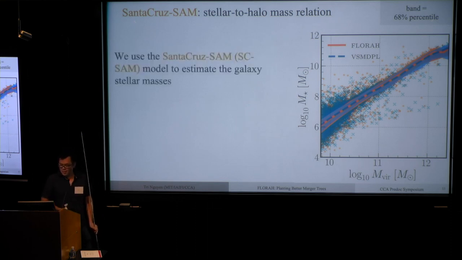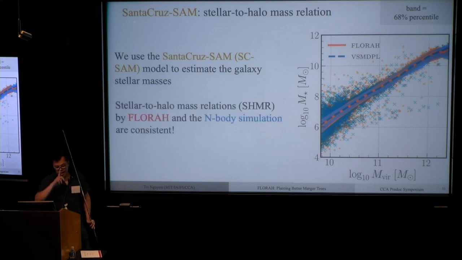Each of these dots you see is the mass of a galaxy estimated from the SAM, given the initial halo mass on the x-axis. Here I show the 68th percentile and the median of all these data points. And as you can see, again, Flora and Very Small MultiDark agree to a very high level, and they're extremely consistent.